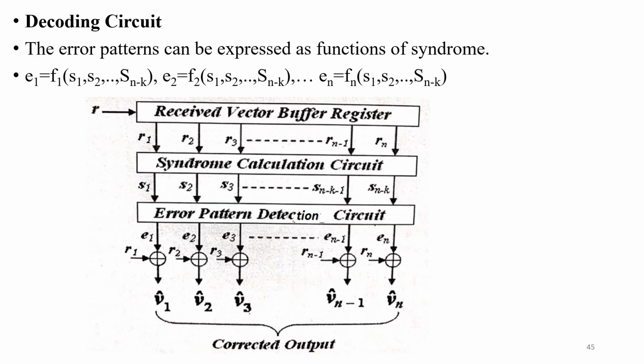Decoding circuit. The error patterns can be expressed as functions of the syndrome. E1 equal to a function of S1 to S_(n-k), and E2 equal to a function of S1 to S_(n-k). This can be done up to En. The received vector is stored in a buffer register. Then from that the syndrome is computed. Then from the syndrome the error pattern is identified. Then the error pattern is added to the received vector to obtain the corrected output.